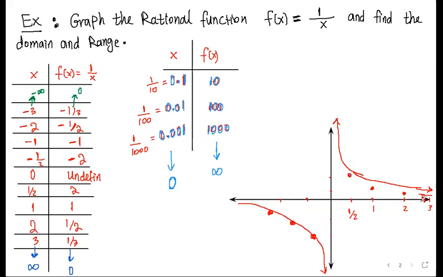From here, as x goes to infinity, the graph will be close to the x-axis, but does not touch it. The same thing happens on this side. If I go up, it will be close to the y-axis, but at the same time does not touch it, will not touch this axis.